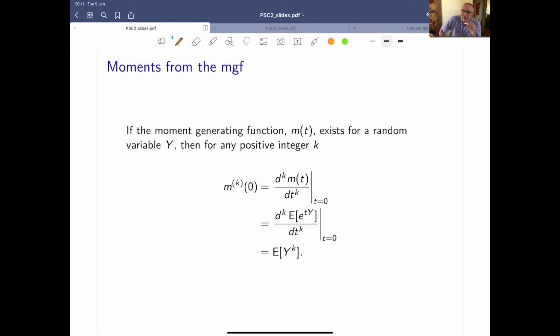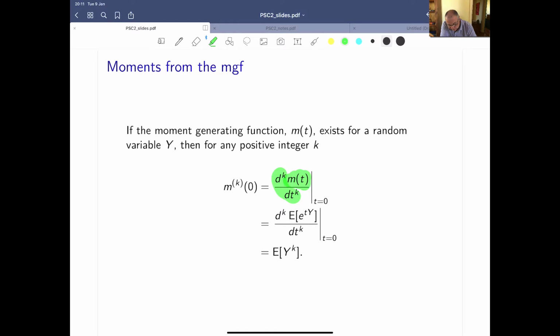I said it's a moment generating function, so there should be a way of generating moments. And the way you do this is, if I wanted the kth moment, I take my moment generating function and I differentiate it with respect to t, k times. So if we look here, this is what I've done. I've taken my function and I've differentiated it k times. And then once I do that, I just set t equals to 0. And what I get is my expected value of y to the k.